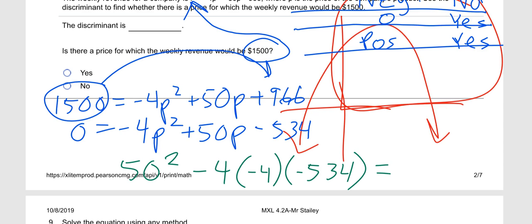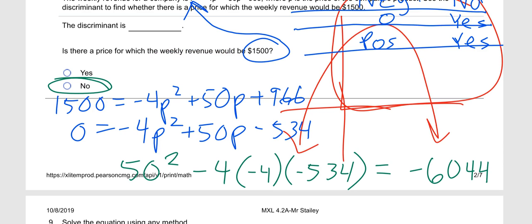B squared minus 4 times a times c. Negative 6,044, right? Okay, so what does that mean? Yes or no? It's a big old no right there.